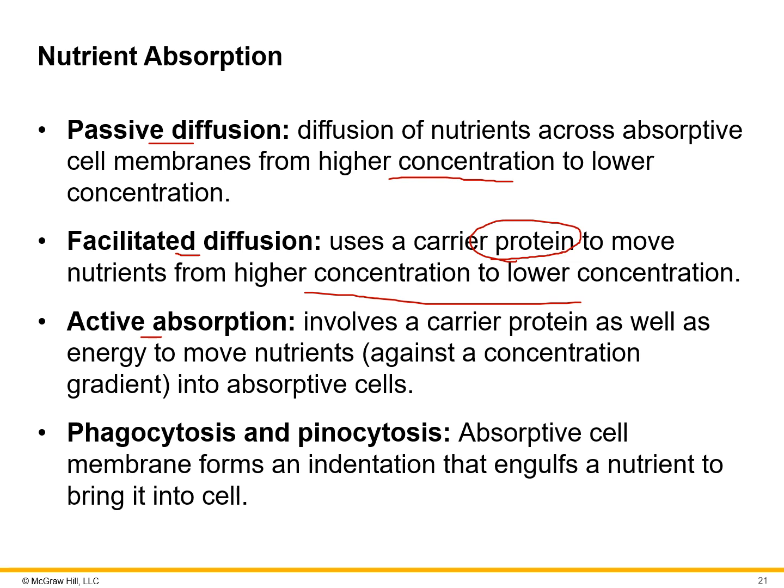Then active is called that because it's going in the opposite direction against the gradient. So it's moving from a low to high amount, trying to suck up all the glucose, all the nutrients. Once it gets down to low concentrations, we need to use some energy to pump those nutrients into the cells.